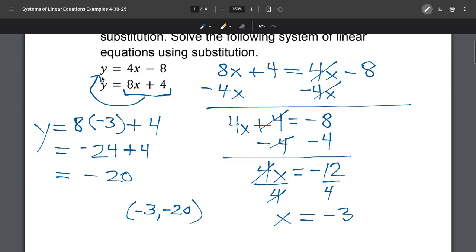Okay, what you should do is check this out. So does negative 20 equal 4 times negative 3, so negative 12 minus 8? Yes. Does negative 20 equal 8 times negative 3, so negative 24 plus 4? Yes. So if you check it out by plugging the values of x and y back in, you can see that this is the correct solution. Okay, let's look at another one.